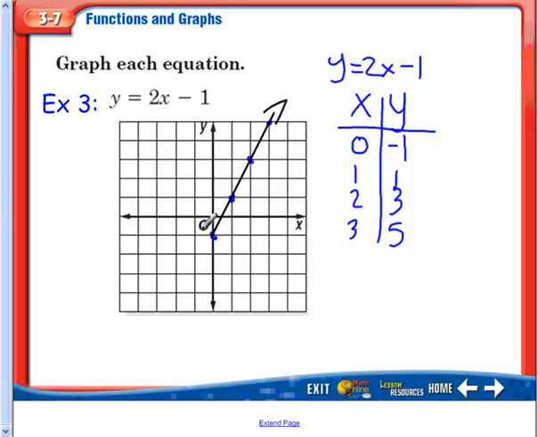And I'll add my arrows to show that this line would continue, because my function would continue if I added more values. And I do see that this is a straight line.